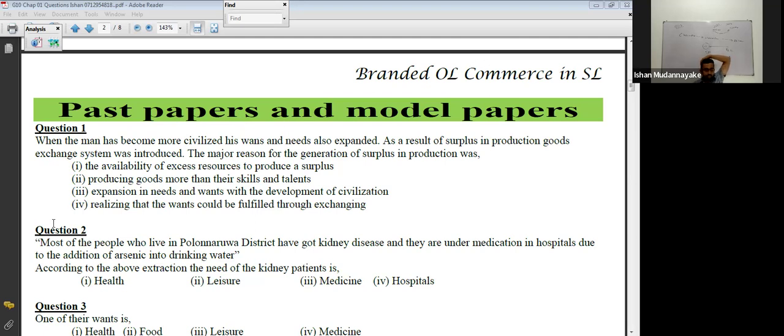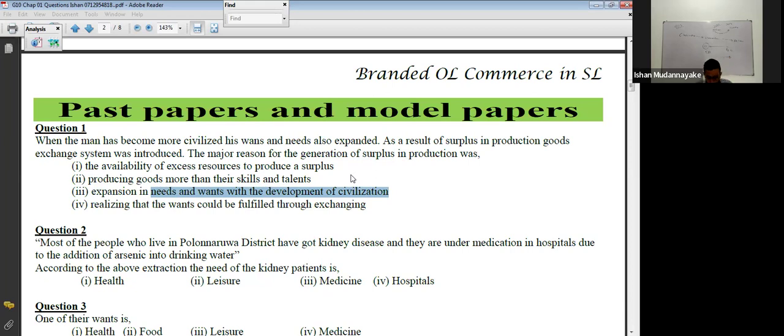Now, my answer is the third one. The third one is the answer: expansion in needs and wants with the development of civilization. Yes, Nilupali, the answer is correct. As a result of surplus in production, the goods exchange system was introduced. The major reason for the generation of surplus in production was expansion in needs and wants with the development of civilization. So the third one is the answer.